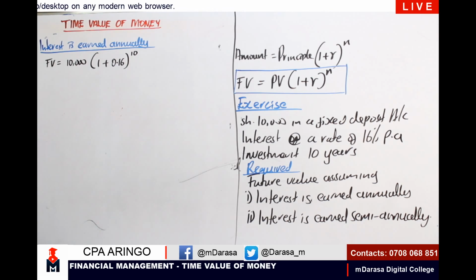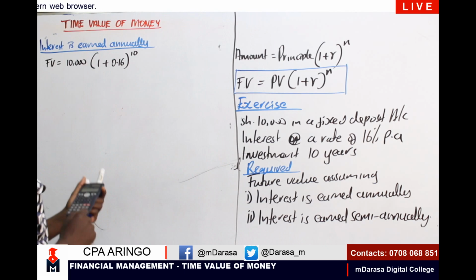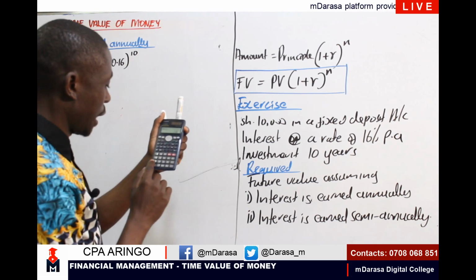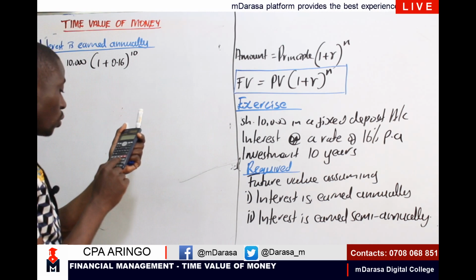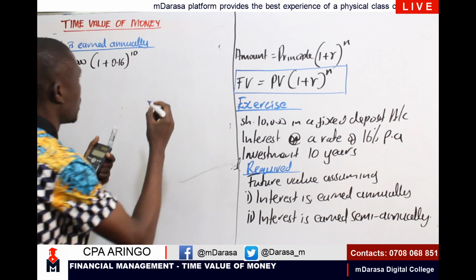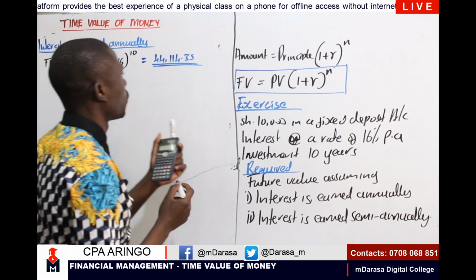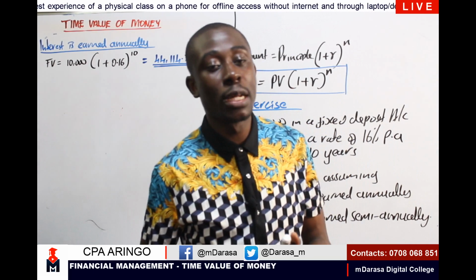Where is my calculator? I have 10,000, first of all 1 plus 0.16 raised to power 10, I'm having 4, of course times 10,000. This should give me a figure of, Mwalimu here is getting, 44,114.35. That is what Mwalimu is getting.